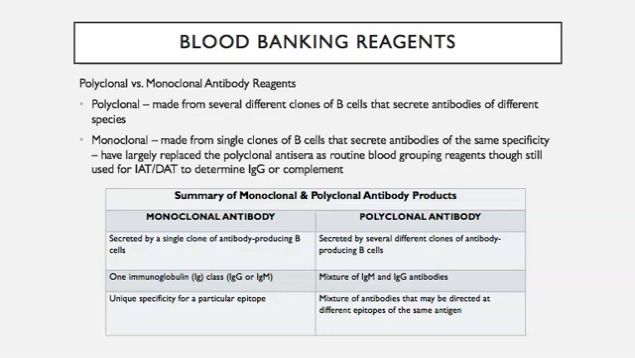Okay, polyclonal versus monoclonal antibody reagents. I kind of touched on this a minute ago. Polyclonal reagents are made from several different clones of B cells that secrete antibody of different specificities. When we were talking about DAT, we mentioned polyclonal DAT, which is made to detect either IgG or complement. Monoclonal is made from single clones of B cells that secrete antibodies of the same specificity. These monoclonal reagents have largely replaced the polyclonal antisera as routine blood grouping reagents. But we do still use polyclonal for the IAT or the DAT to determine the difference between IgG or complement. And here's that same information in a table.